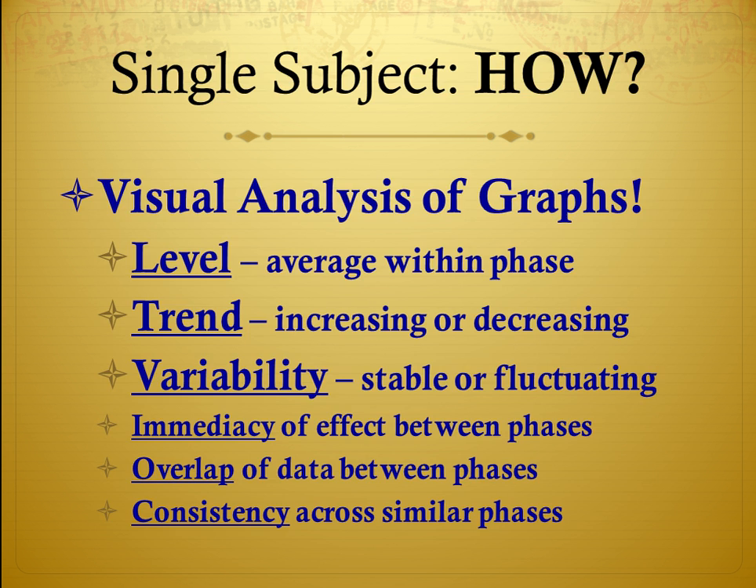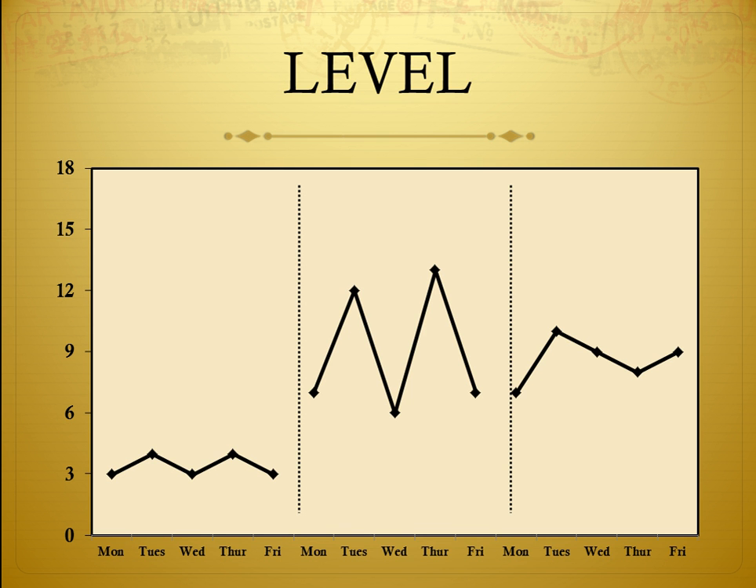Level simply means the horizontal average. So within each phase, we've got our first phase here to the left of the first dotted line. Although the data moves up and down a little bit, generally you can see a horizontal average at about 3.5, 3 or 4, somewhere in there. Then in that middle phase, again, you see a horizontal average at about 10 or 11, and in the last phase, around 9 or 10. So level refers to a horizontal average.